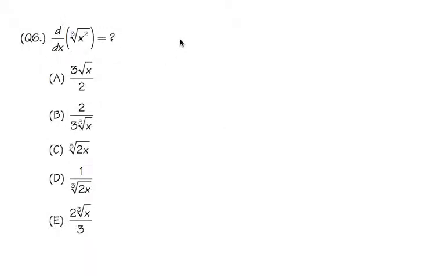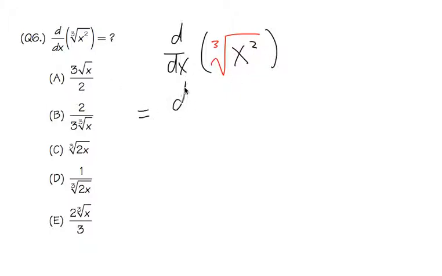Okay, for question number 6, we are going to take the derivative of the cube root of x to the second power. And let me pay attention to the cube root. And inside here we have x to the second power like this. The way that we have to deal with this is that we are going to look at this as taking a derivative. We are going to write this as x to some power.